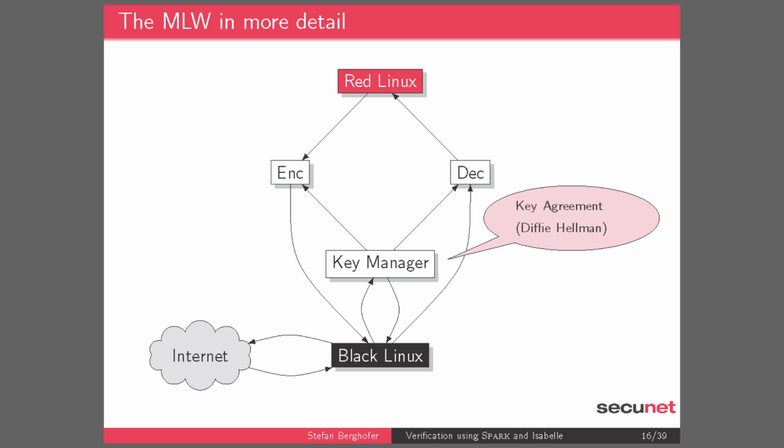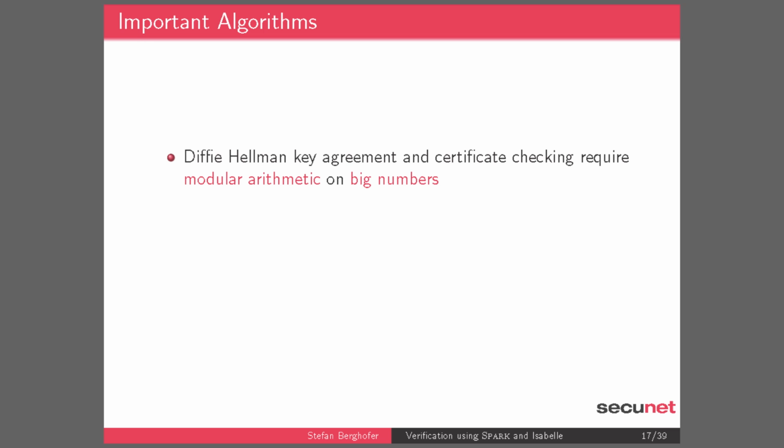This key manager does two things. First of all, it does a Diffie-Hellman style key agreement, and the other thing it does is authentication using X509 certificates, which is needed to make sure that you've really negotiated the key with the right peer. There are two important algorithms involved in this. First of all, the Diffie-Hellman key agreement and certificate checking require modular arithmetic on big numbers. Diffie-Hellman is based on some variant of exponentiation, and certificate checking is based on either RSA or elliptic curves. For this, you need modular arithmetic.